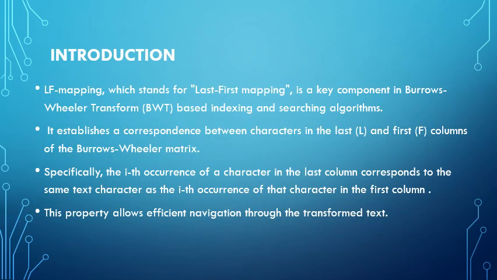LF mapping, which stands for last first mapping, is a key component in Burrows-Wheeler transform-based indexing and search algorithm. It establishes a correspondence between characters in the last (L) and first (F) column of the Burrows-Wheeler matrix. Specifically, the ith occurrence of a character in the last column corresponds to the same text character as the ith occurrence of that character in the first column. This property allows efficient navigation through the transformed text.